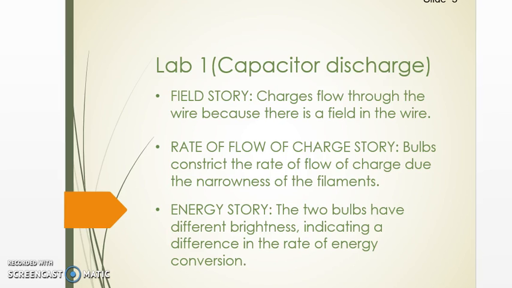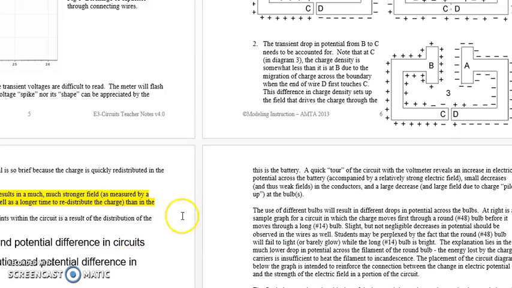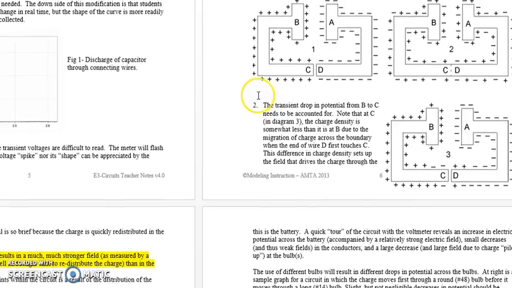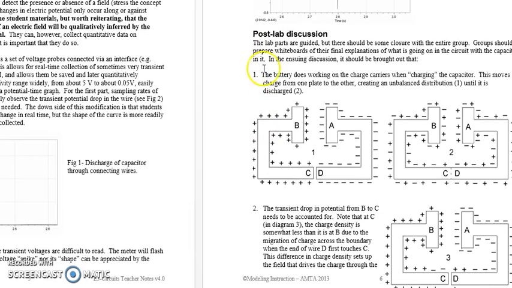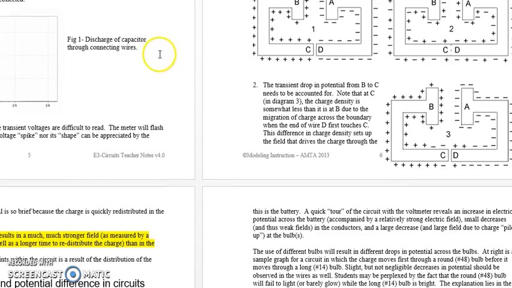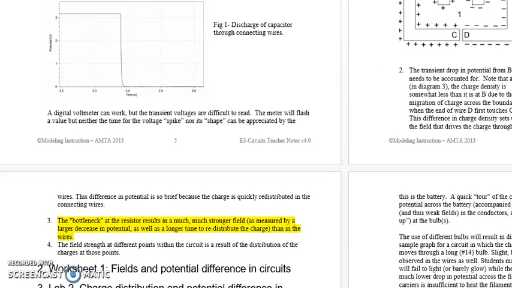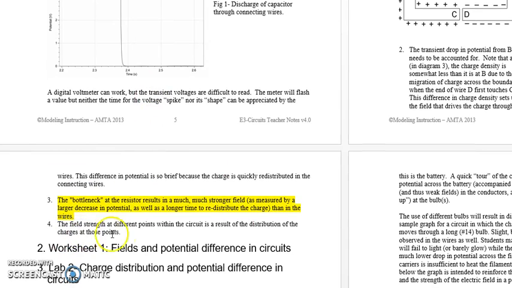If you look at the teacher notes for this lab, you'll see that in the post-lab discussion they talk about the field story and the potential field story derived from the potential story. And then on the next page of the notes, there is no discussion in the notes really of what's happening with the bulbs.